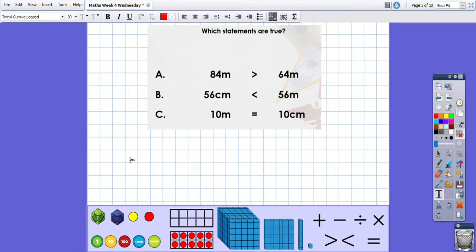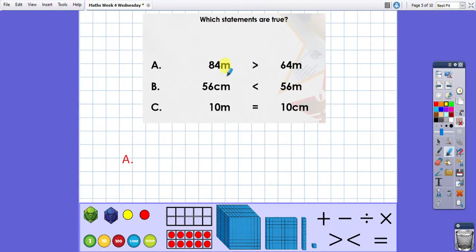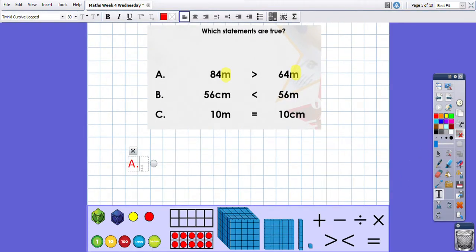So let's have a look at A. 84 metres is bigger than 64 metres. So they are both in metres, which is fantastic. Is 84 bigger than 64? It definitely is. So A is true.